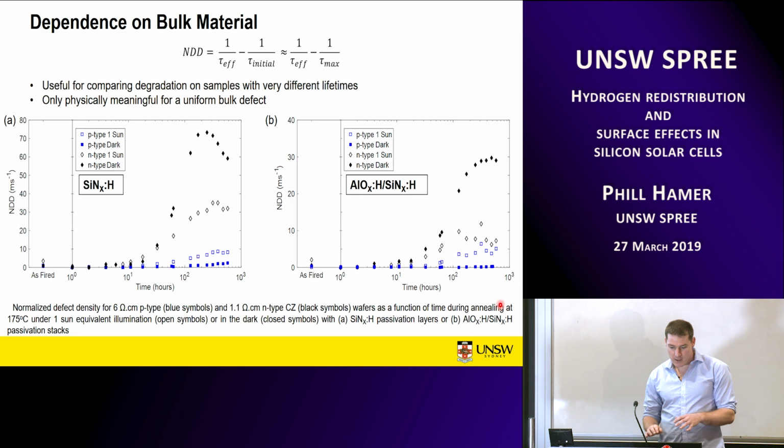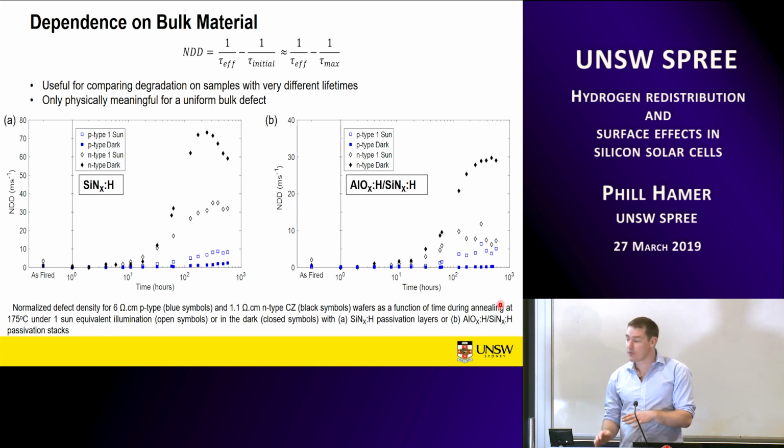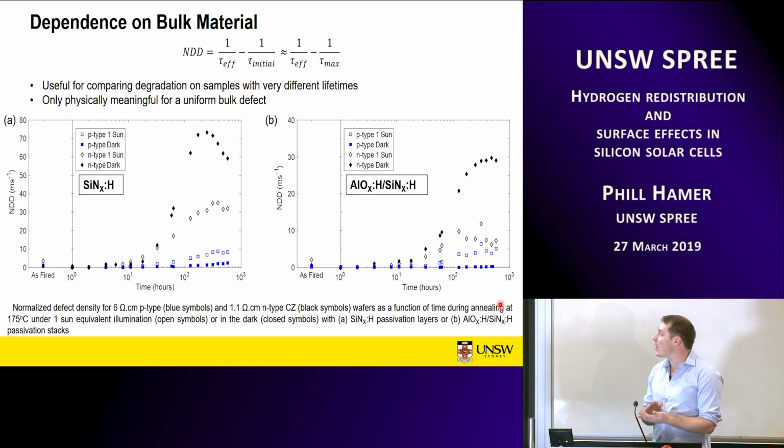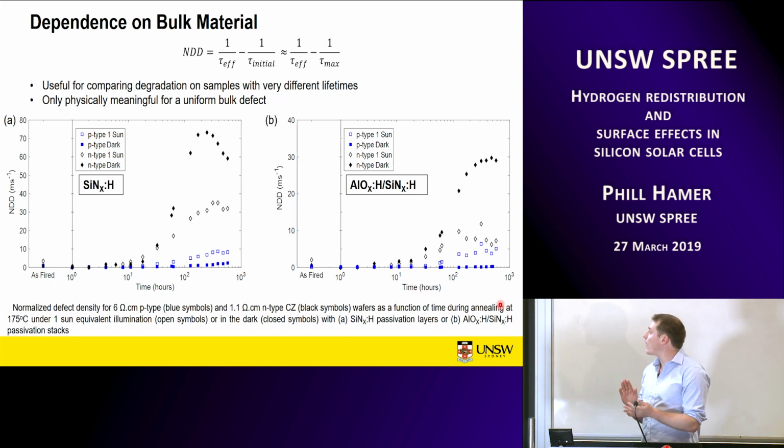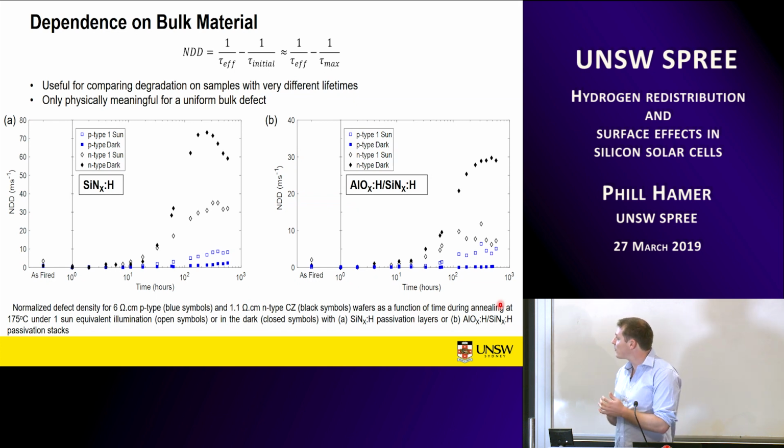So, it depends on bulk material. Here we have on the right-hand side the nitride passivated samples, and on the left-hand side the alox passivated samples. Unfortunately, this is about the only time they both behaved in a pretty similar manner. The N-type samples degraded much faster than the P-type samples in general, and in particular they degraded faster in the dark. Whereas for the P-type samples, the surface degraded faster under illumination than in the dark. This is actually quite good news because we can relate this back to some of the behaviour of LeTID, which I'll do on the next slide.